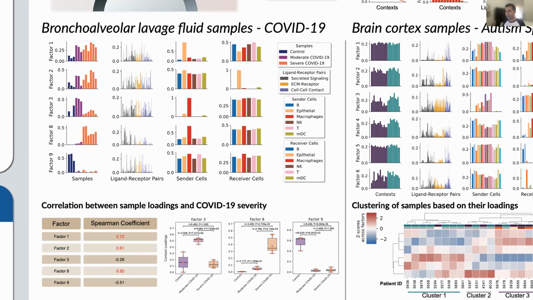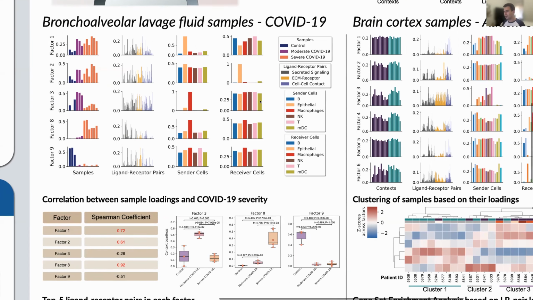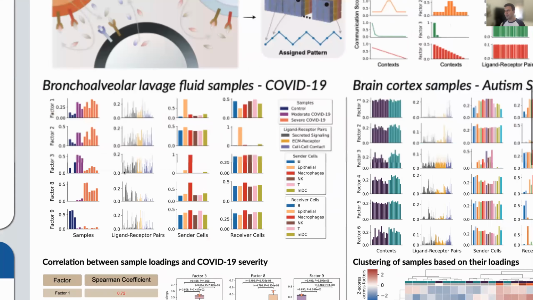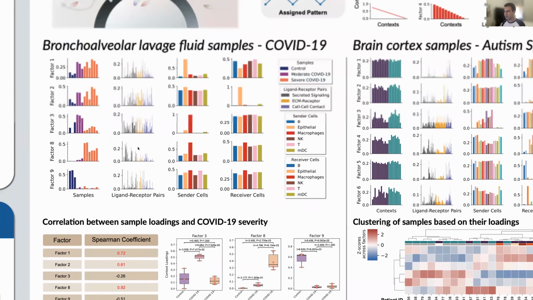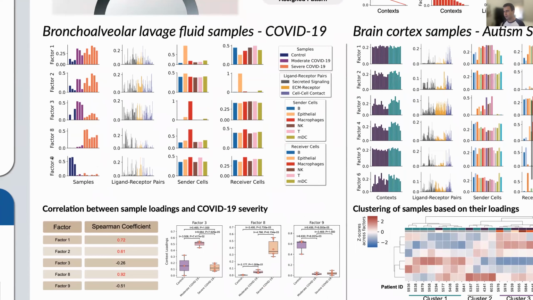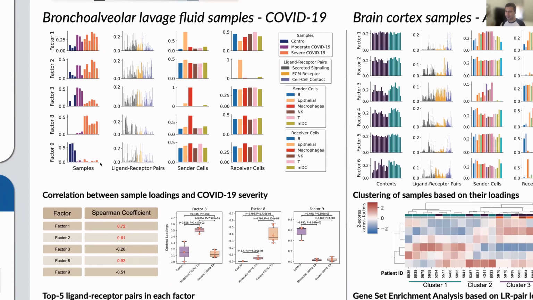And in the first 2, we observed that there is a correlation between the loadings that we got and the severity of the patient. And this seems associated with communication between epithelial cells and immune cells. And when we look into the top ligand receptor pairs of these factors, they are associated with the recruitment of immune cells. Other factors distinguish the severities, moderate versus severe cases, for example, factors 3 and 8, and factor 9 seems to capture communication that is occurring mostly in control samples.